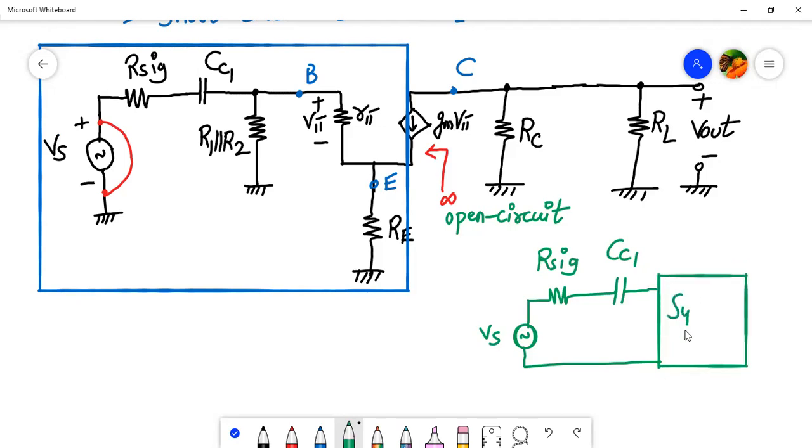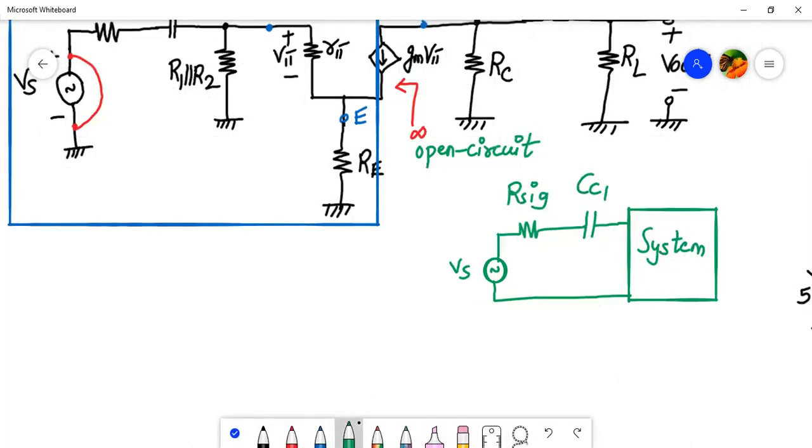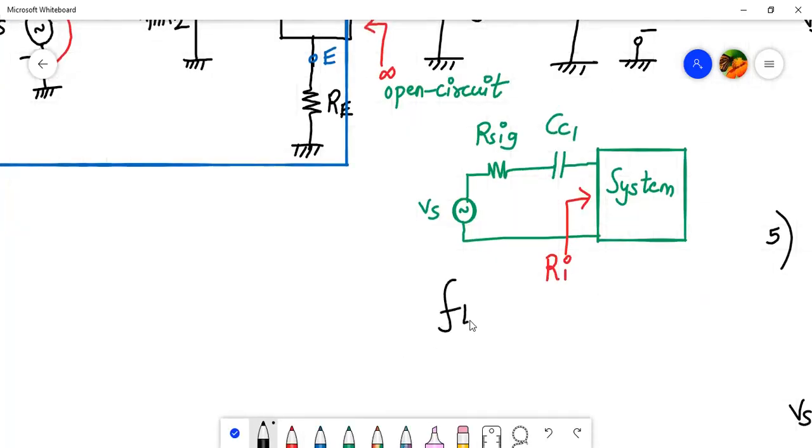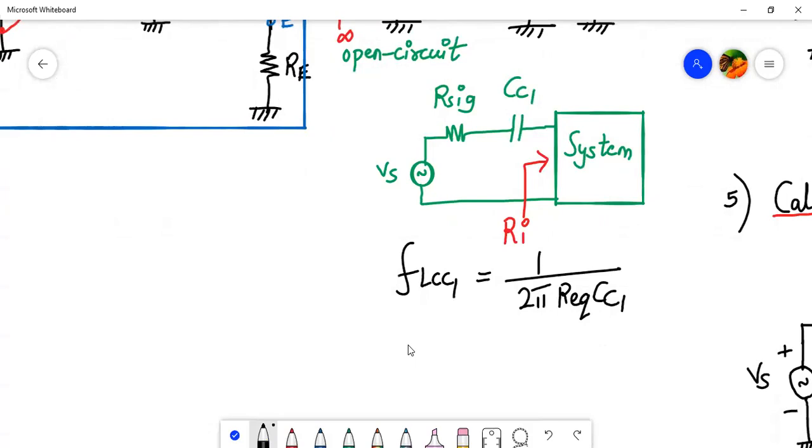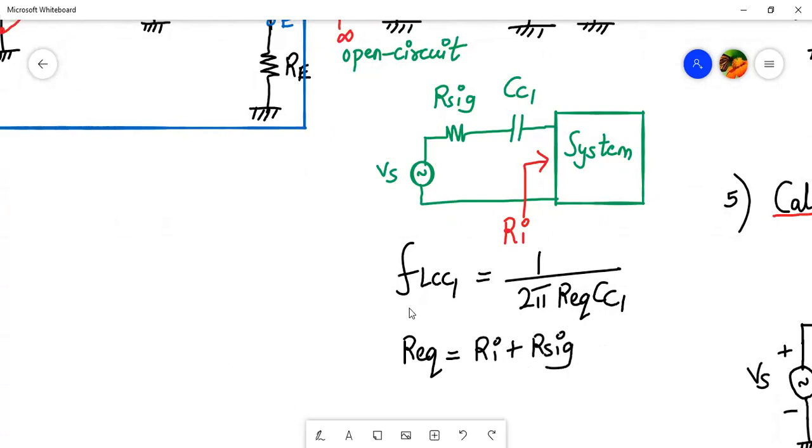Okay, so this is the system which we are talking about, and for this system we have to calculate the input impedance or input resistance. So here we have to calculate Ri, right? And how do we calculate FL now? FL of CC1 will be 1 upon 2 pi R equivalent into CC1. The formula remains the same. And what is R equivalent? That also remains the same over here. R equivalent is nothing but Ri plus R6.